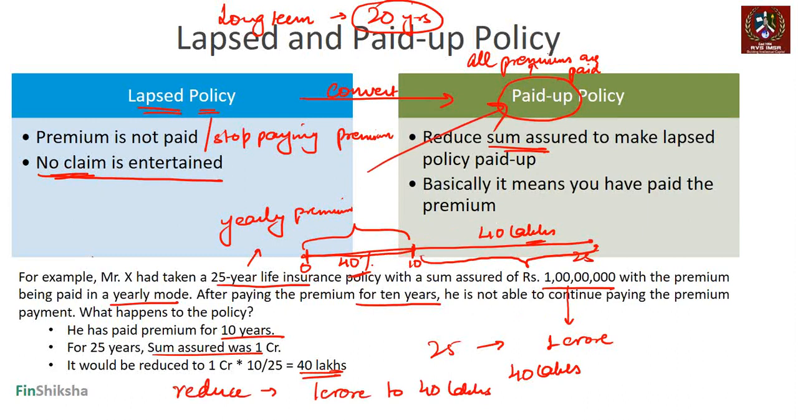If you don't reduce the sum insured, then the policy will be considered a lapsed policy. You will not get 1 crore in case any unfortunate event occurs to Mr. X in this time of 11th to the 25th year. But if Mr. X agrees to convert this to a paid up policy, then the reduced sum assured would apply. And if something were to happen, 40 lakhs would be paid to the family. Correct? That's the example of a lapsed and paid up policy.